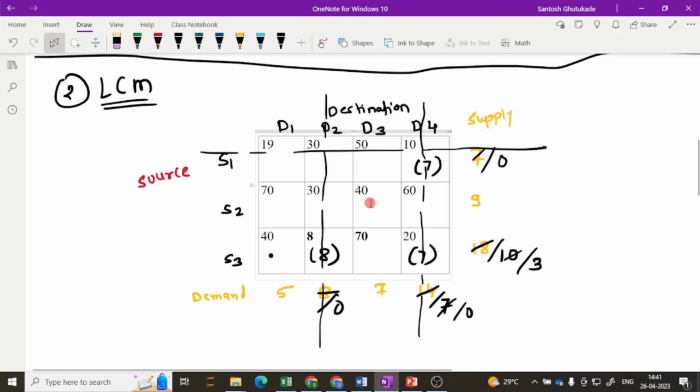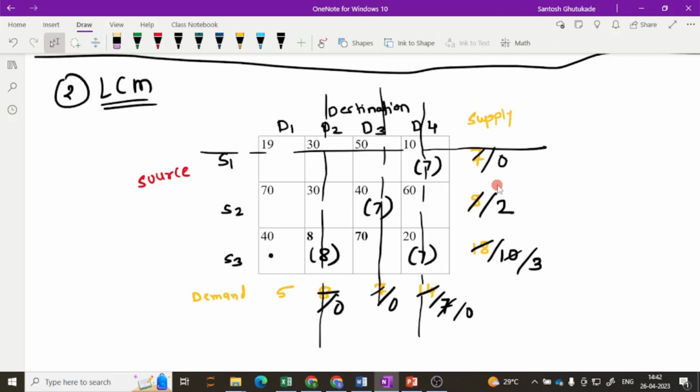If we consider this other 40, supply is 9 and demand is 7. So we will give the 7. So here we will consider this 40 because here we can give the maximum allocation. Here we will provide the 7. So this will become 0, and from 9, 7 is used, so the remaining is 2. Now this is becoming 0, so we will cross this.